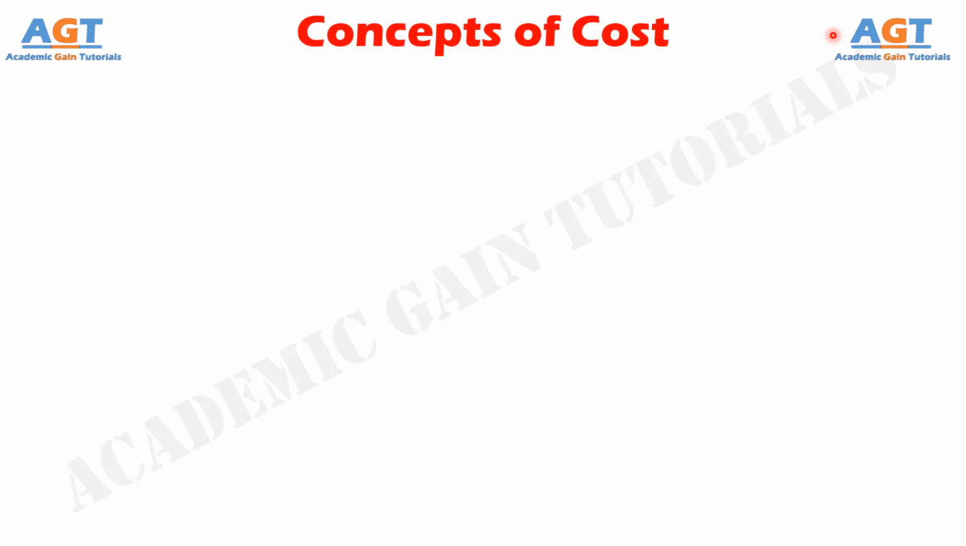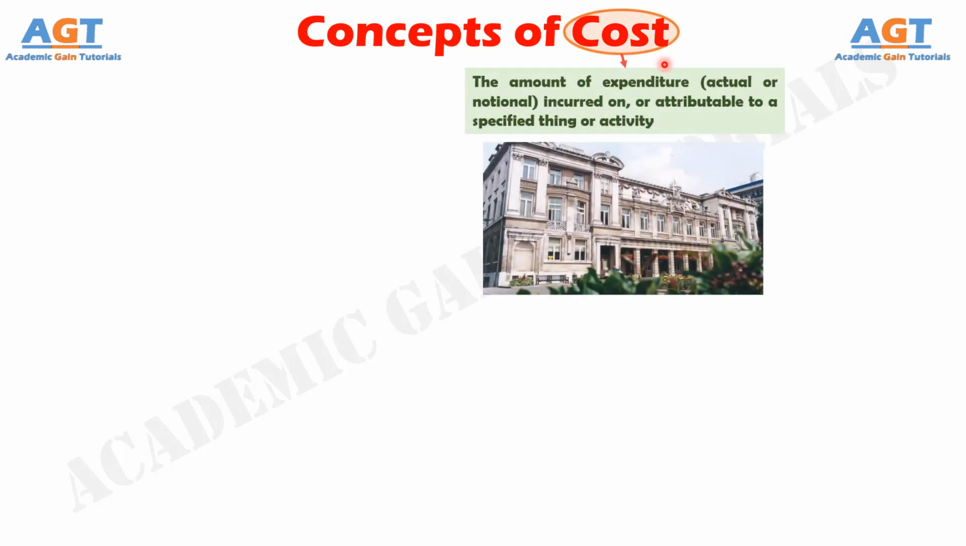Cost is the amount of resource given up in exchange for some goods or services. The resources given up are money or money's equivalent expressed in monetary units. The Chartered Institute of Management Accountants, London defines cost as the amount of actual or notional expenditure incurred on, or attributable to a specified thing or activity.